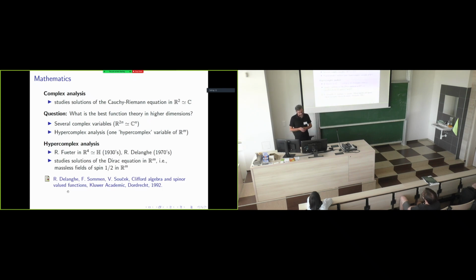Hypercomplex analysis was first studied by the Swiss mathematician Fueter in the 30s in dimension 4 using the quaternions, and since the 70s Richard Delanghe studied hypercomplex analysis in any dimension, and this theory studies solutions of the Dirac equation in the Euclidean space Rm, or in other words, studies massless fields of spin 1/2 in Rm. Even after 50 years, this research area is still very active and full of new results, but recently there has been a growing interest in massless fields of any spin, not just spin 1/2.